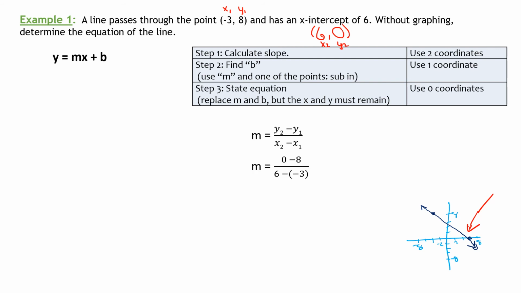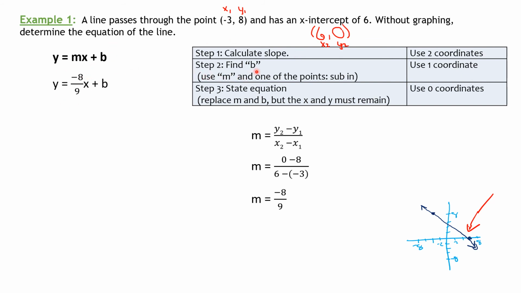Subbing into the formula, we've got 0 minus 8 over 6, subtract negative 3, and that leaves us with negative 8 over 9. So now I've got a slope. Now I can go back to my formula, and I can sub in for the slope because step 1 was calculate slope, so in it goes. There's my negative 8 over 9.